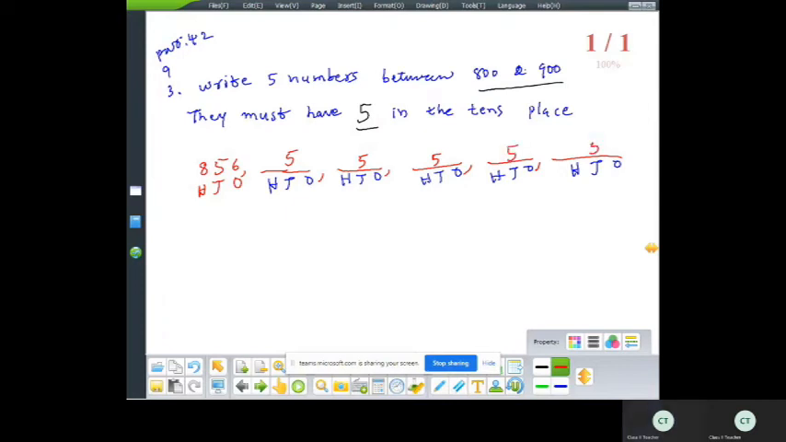Our required numbers are in between 800 and 900. We should not go across 900 and we should not write below 800. Means our numbers are in 800 to 900. 800 means the digit in the hundreds place is 8. Okay?